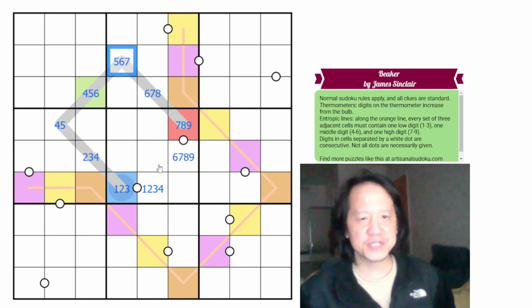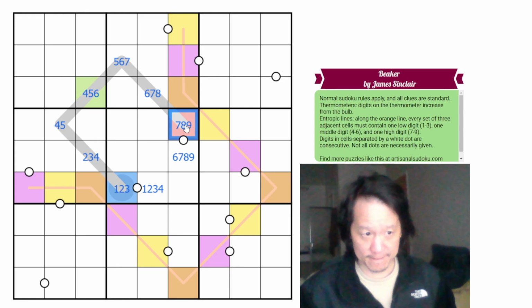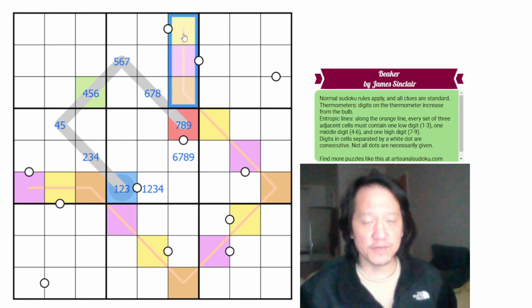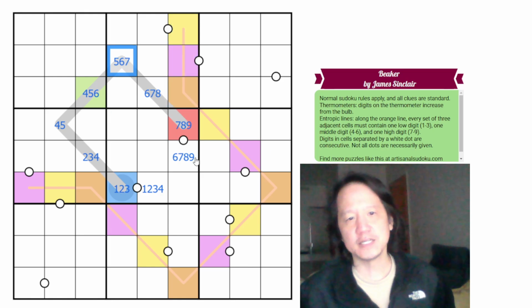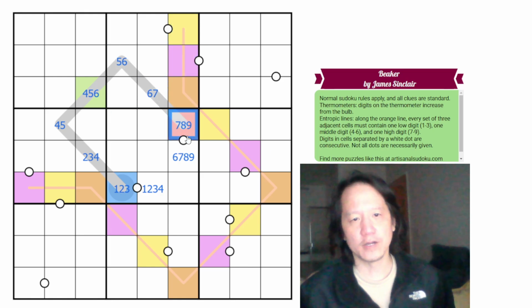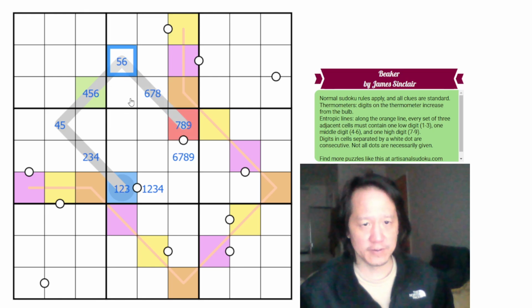Similarly, this can never be a 7, because if this is 7, this is 8, this is 9, which means none of these cells can be 7, 8, or 9, but we know by the entropic rule set one of them has to be. So this can never be 7, 8, or 9. Or this can't be 7.